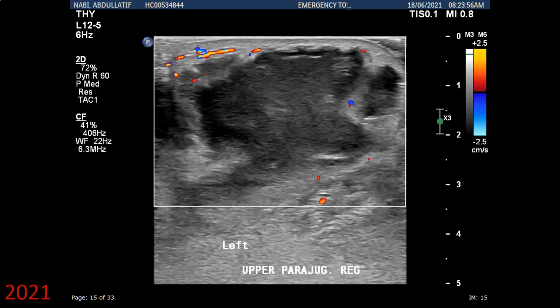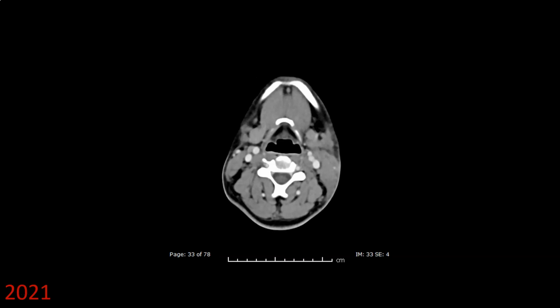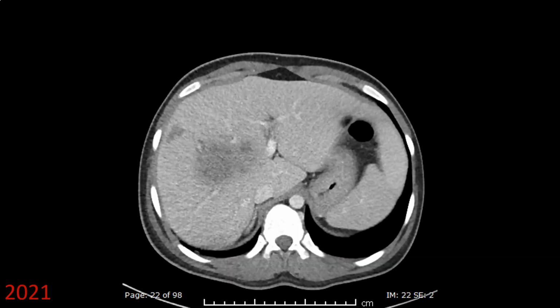In 2021, the patient had again pyogenic lymph node infection of the lymph nodes of the left side of the neck, treated appropriately. Then the patient had the abscess we are talking about in this presentation.